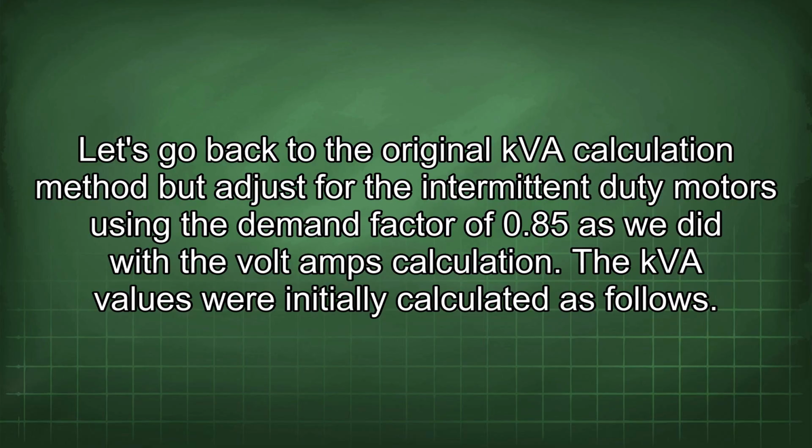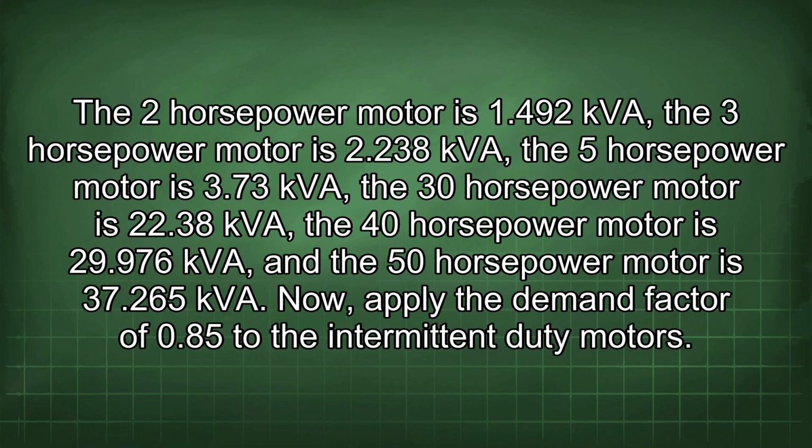The kVA values were initially calculated as follows. The 2 horsepower motor is 1.492 kVA, the 3 horsepower motor is 2.238 kVA, the 5 horsepower motor is 3.73 kVA, the 30 horsepower motor is 22.38 kVA, the 40 horsepower motor is 29.976 kVA, and the 50 horsepower motor is 37.265 kVA. Now, apply the demand factor of 0.85 to the intermittent duty motors.